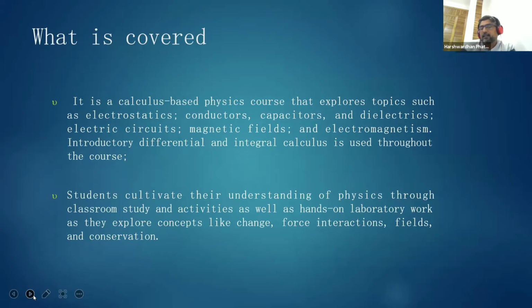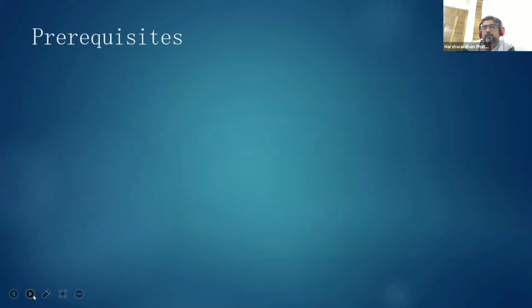What is covered? It is a calculus-based physics course that explores topics such as electrostatics, conductors, capacitors and dielectrics, current electricity, circuits, magnetic fields, and electromagnetism. Introductory differential and integral calculus is used throughout the course. So a calculus-based course would obviously mean that you have a good hold on the calculus subjects, both differential as well as integral. Students cultivate their understanding of physics through classroom study and activities as well as hands-on laboratory work as they explore concepts like charge, force, interactions, fields, and conservation of charge principles.